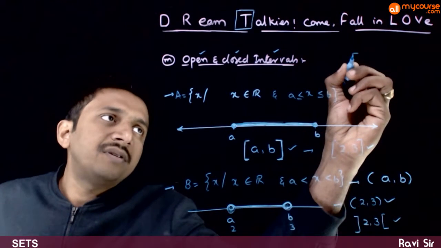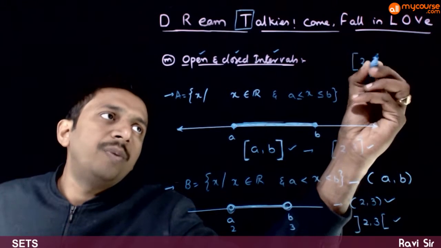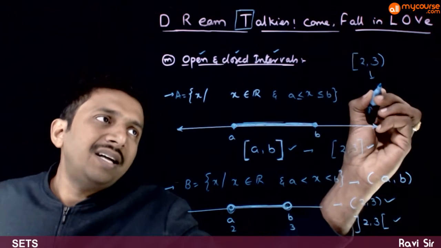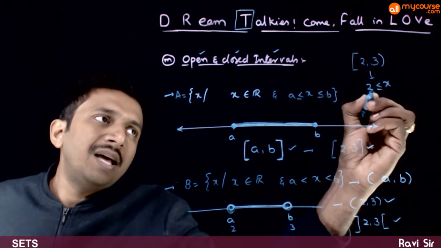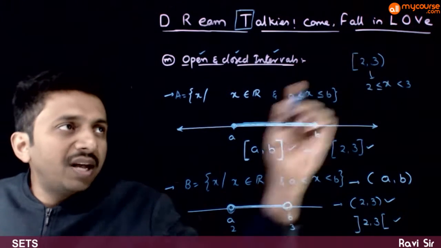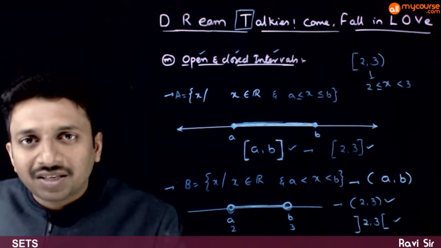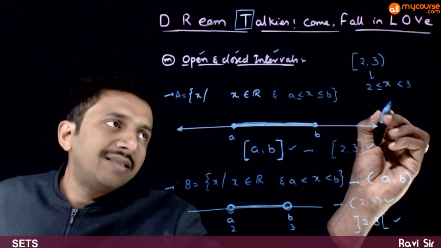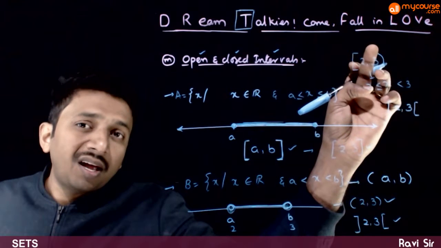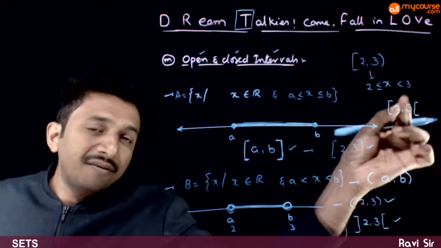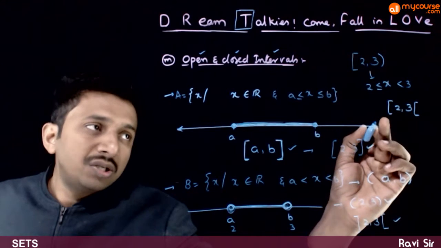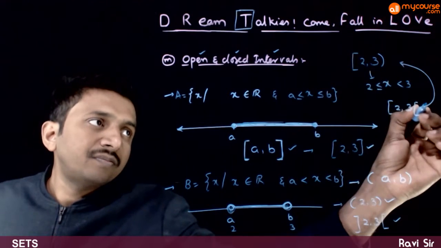For example, if you have close 2 and open 3, what is the meaning of this? The meaning of this is that you're talking about numbers in between 2 and 3, including 2 but excluding 3. So wherever you have an open bracket, that means that number is excluded. So you can also denote it like this: close 2 open 3. Instead of closing small bracket, you can have an opposite directed square bracket. So this also denotes close 2 open 3. These two are exactly the same.